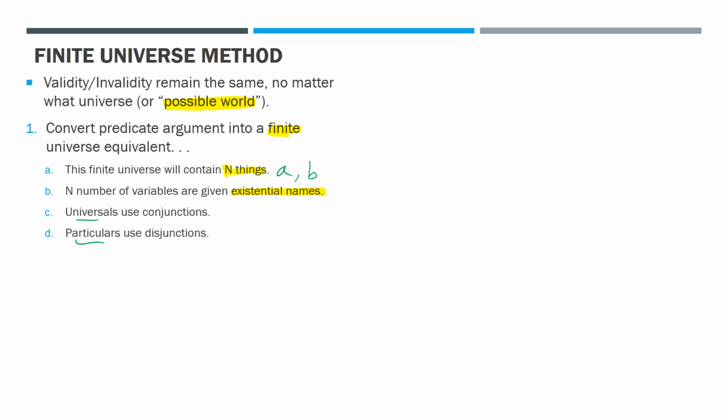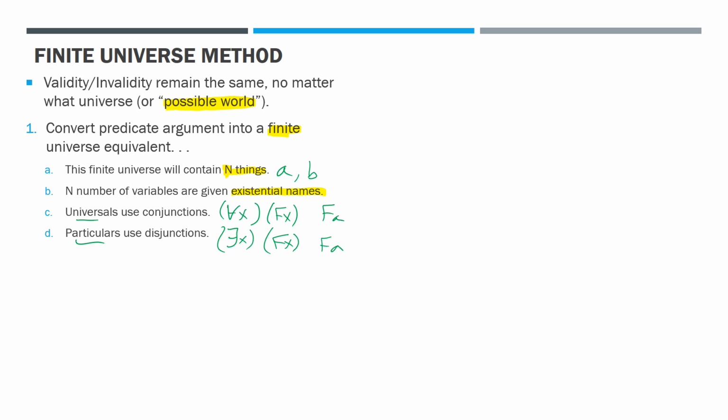Okay. Now, if there's only one object in this finite universe, we could just clearly state that. It's pretty straightforward. If we say, for example, for all x, x is an f, if there's only one thing in the universe, we can just say Fa, that a is an f. And likewise, if we have there exists some x such that x is an f, we can say, well, if there's only one thing in this finite universe, this is just equivalent to Fa.